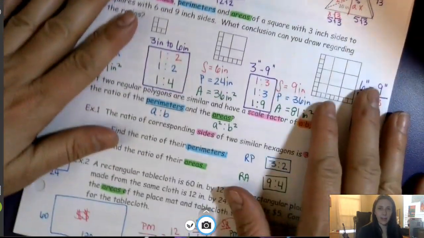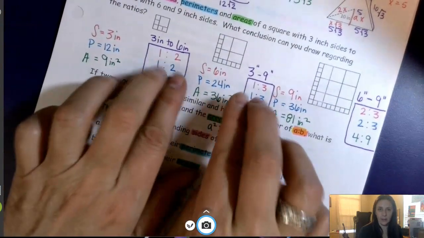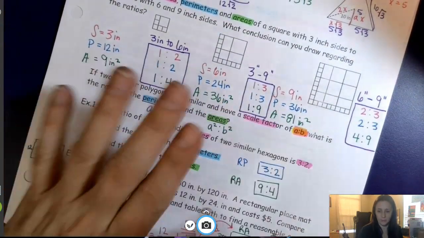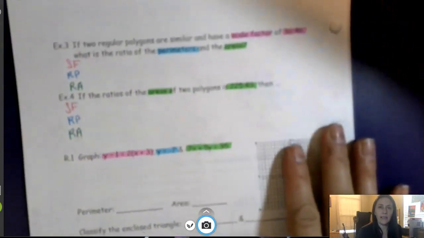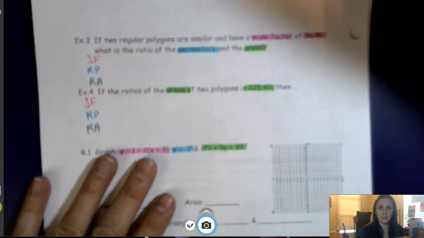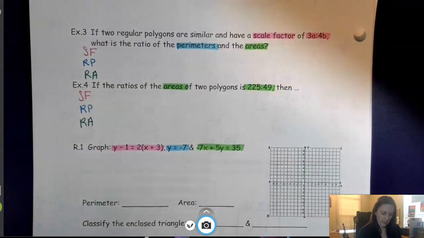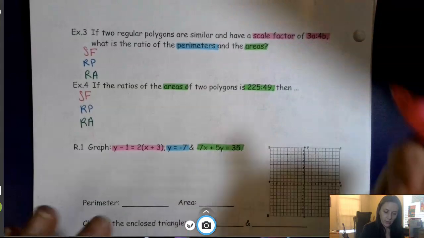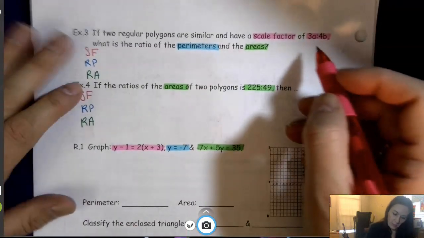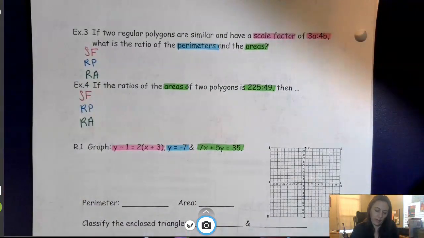See, this section's kind of nice. You really just have to think of a to b, a squared to b squared. I also started highlighting some stuff on the back already. So take out your highlighters, pause, fill those in. Can you answer these questions? Try to do these on your own. Scale factor, 3a to 4b. So my scale factor is 3a to 4b. Go ahead and fill those in.